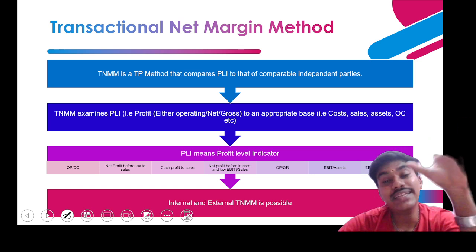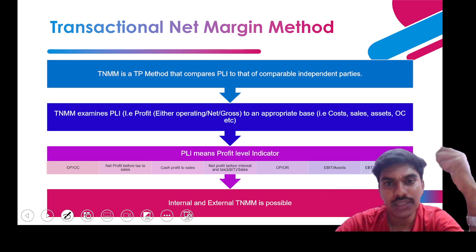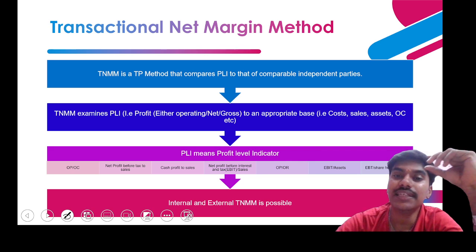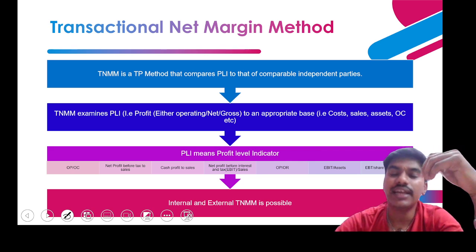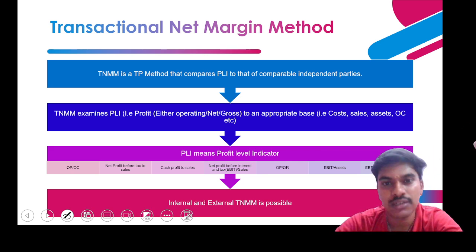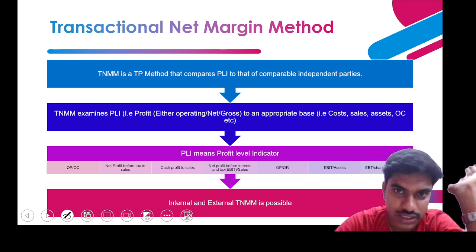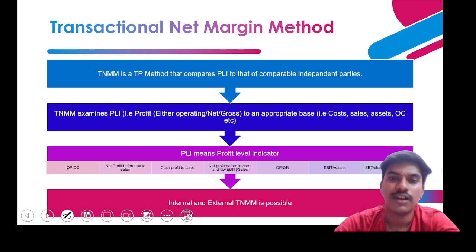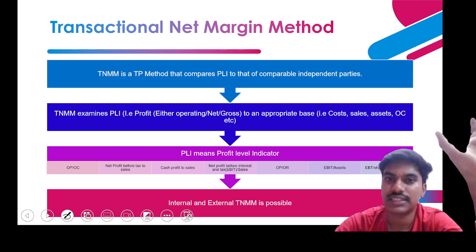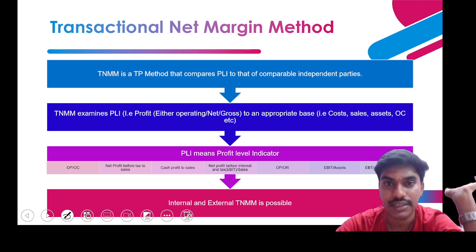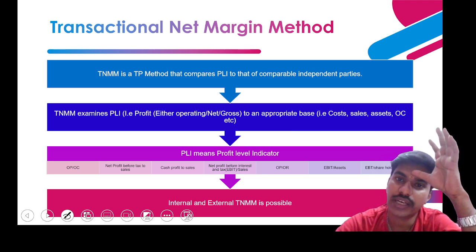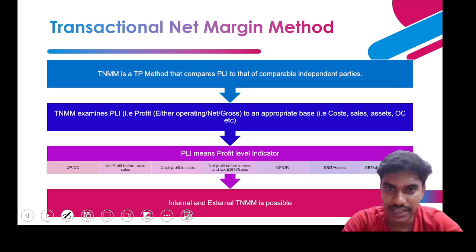So instead of finding comparables and profit levels for each and every transaction, instead of testing each transaction, we can test the entity itself. Whatever we are going to test is known as the tested party. So this is the reason for TNMM.